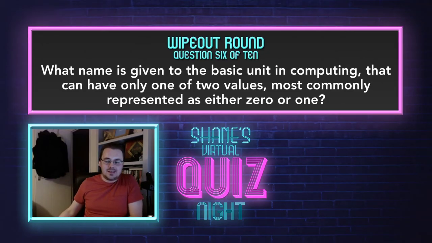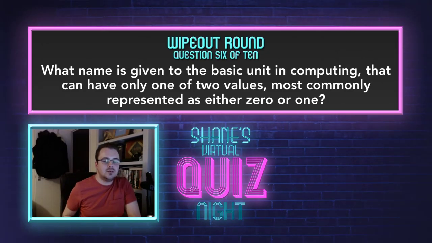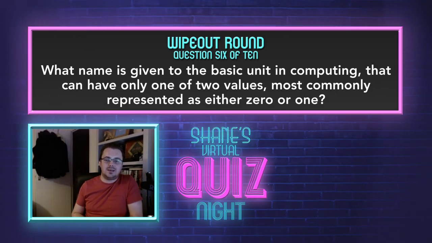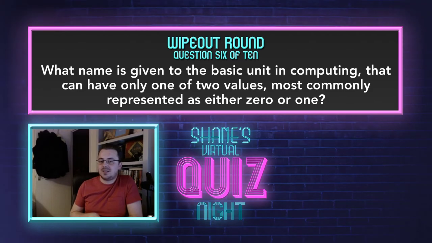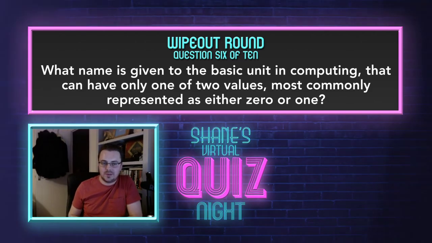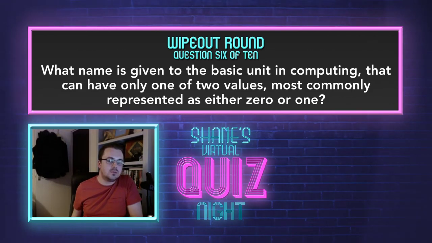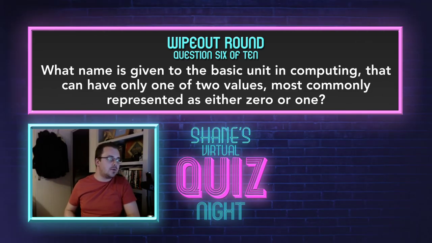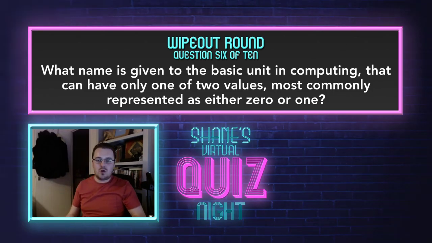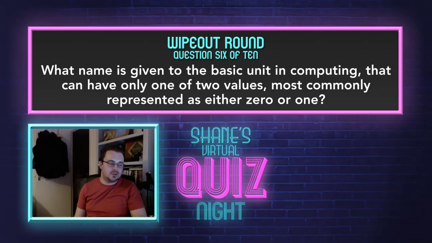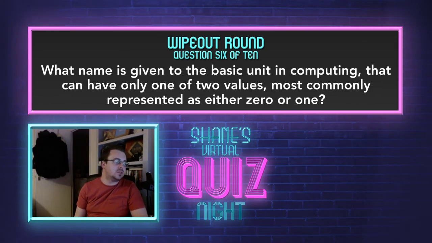Question number 6. What name is given to the basic unit in computing that can have only one of two values, most commonly represented as either 0 or 1? Remember, wipeout rules are in effect. If you get it wrong, you lose all your points for this round. But get it right, you score bonus, or all 10 right, you score 5 bonus points.